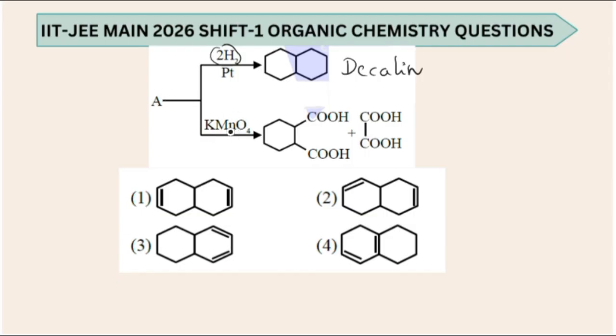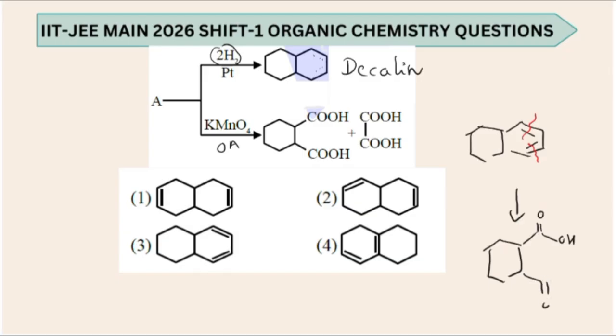So A is treated with KMnO4. Remember KMnO4 is a strong oxidizing agent. So when it is treated, it's going to cleave the bond. And you see that the double bond is cleaved at this particular carbon itself. That means somewhere here there has to be a double bond. So let's analyze this. If the double bond is here, when it is treated with a strong oxidizing agent KMnO4, the bond will get cleaved here and it is going to form a dicarboxylic acid over here like this.